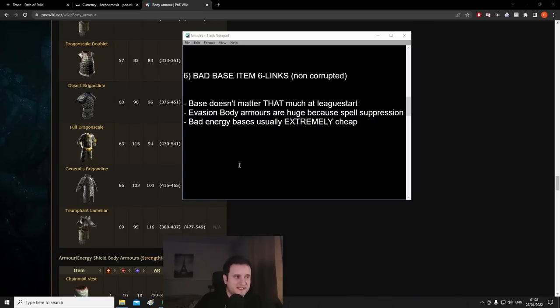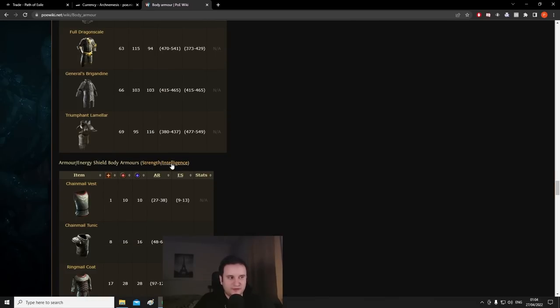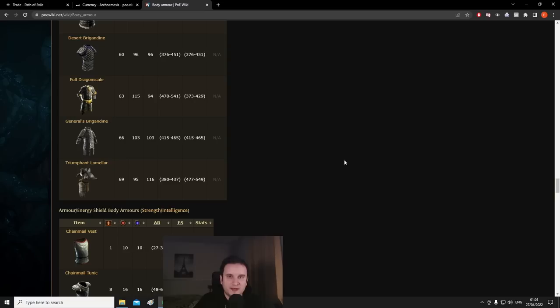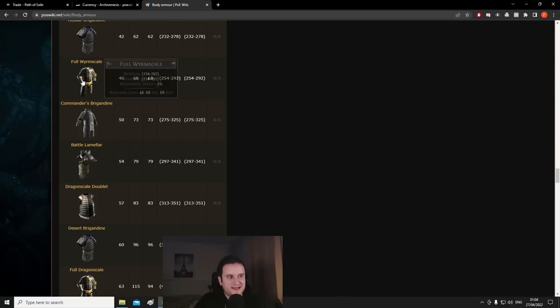Now then number 6, bad base item 6-links that are non-corrupted. So these are basically items that aren't corrupted, so you can color them, so you can quality them, so you have a little bit more flexibility, but they're not good items. And this is something that I always encounter is people are way too laser focused at League Start to, for example, get their Triumphant Lamellar, right? Or get their General's Brigandine, whatever they need. Instead, you could get a full wyrmscale for probably half the price.